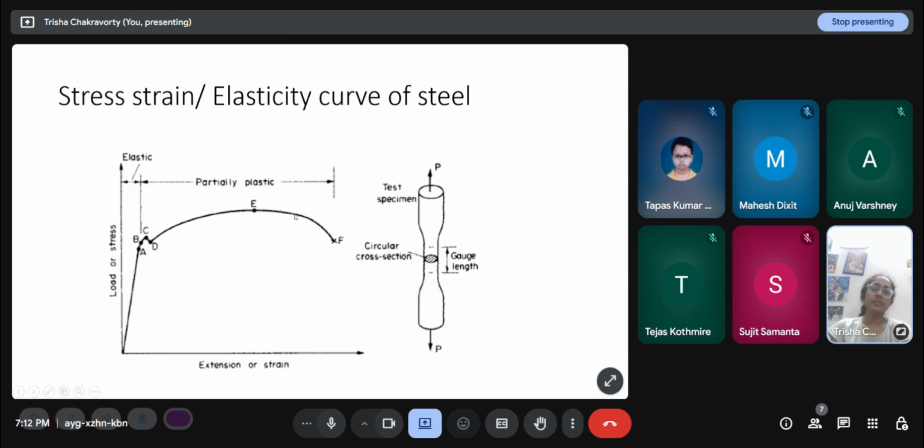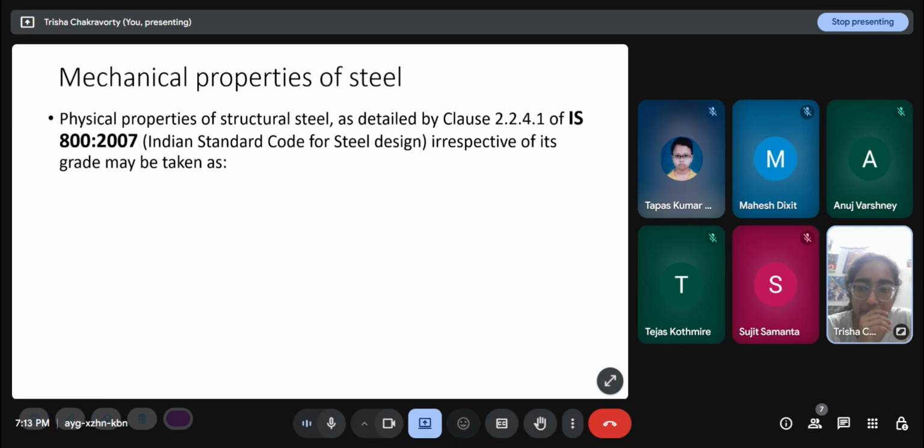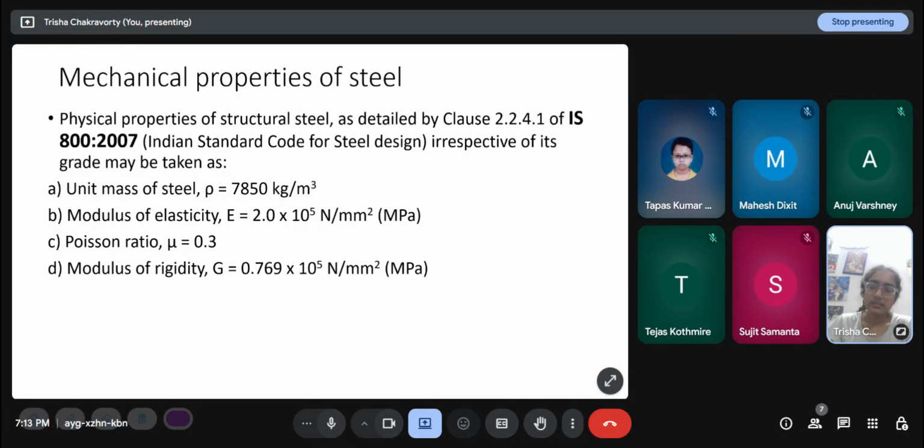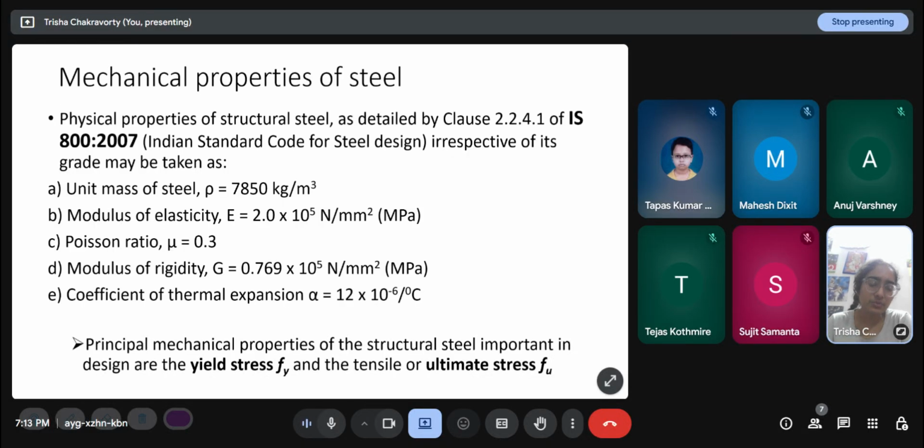After E, the material has completely given way, so its strain increases and its stress capacity decreases, and then it fractures. So F is the fracture point. So these are the Fy and Fu that we need.